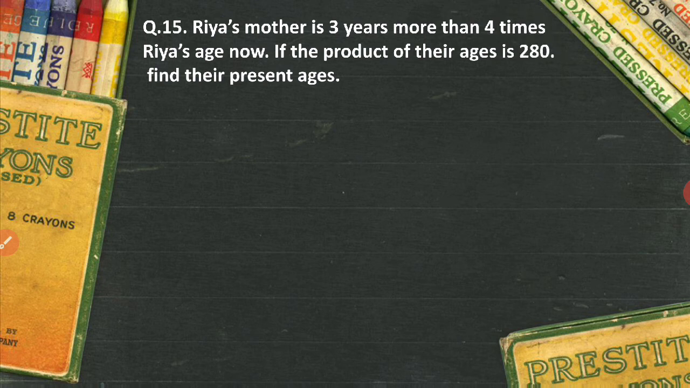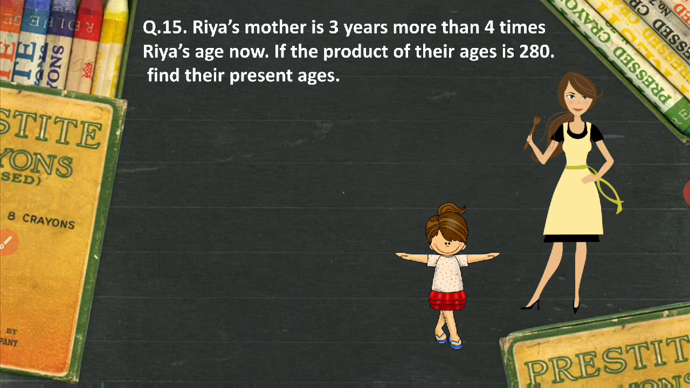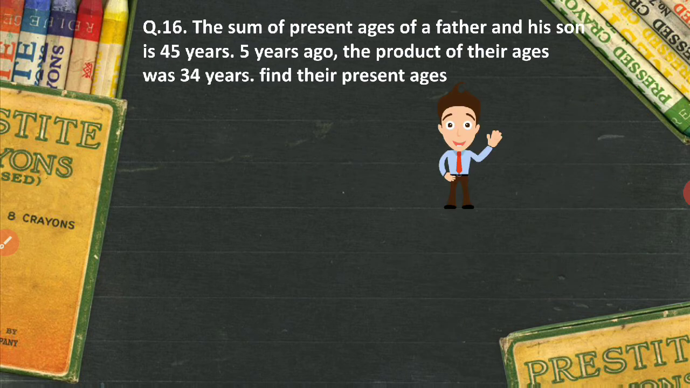Okay, here's a question. Ria's mother's age is 3 years more than 4 times Ria's age now. If the product of their ages is 280, find their present ages. Ria and her mother. So try this problem out, and you can take a little bit of help to solve it.